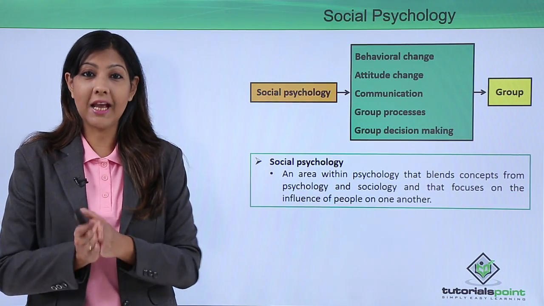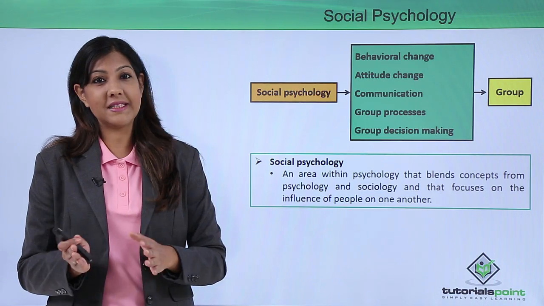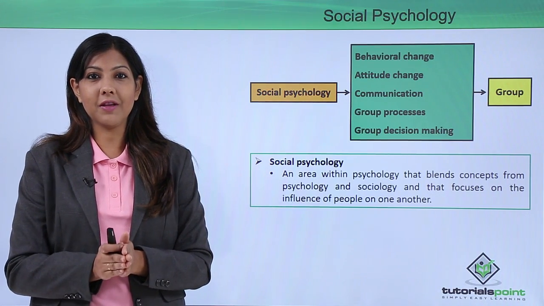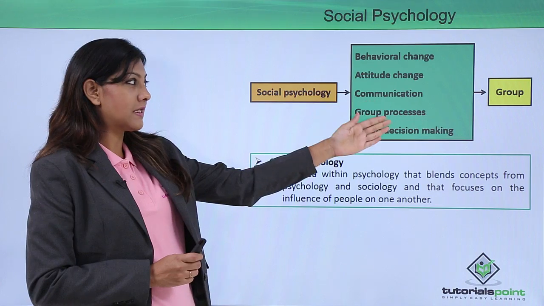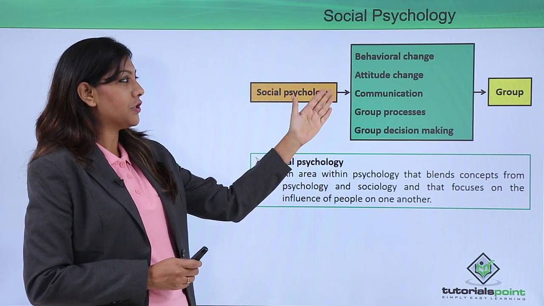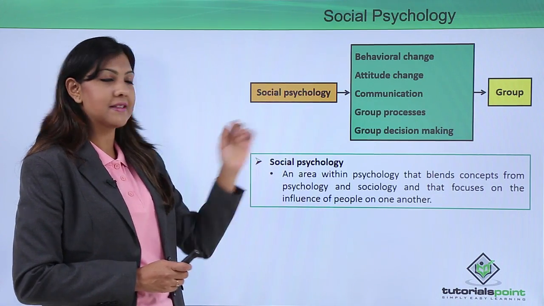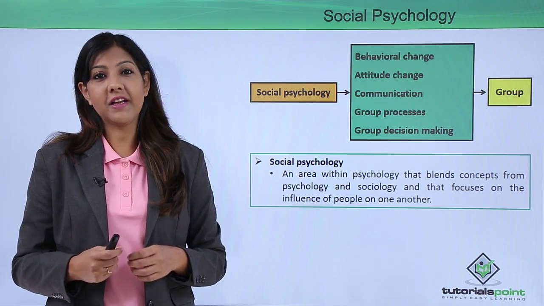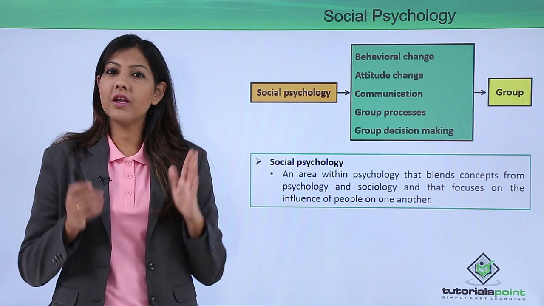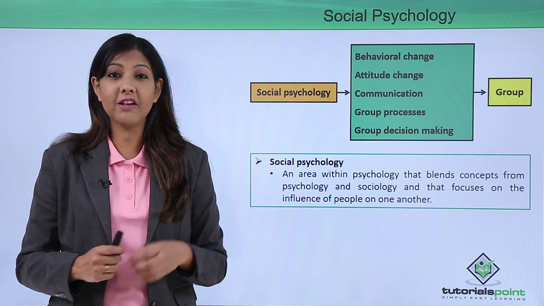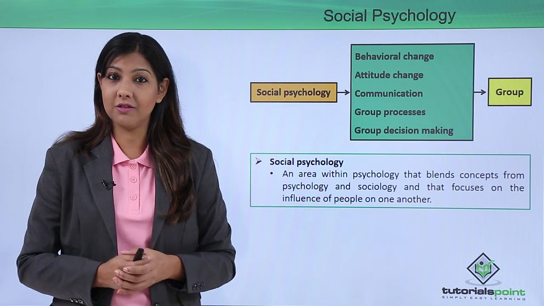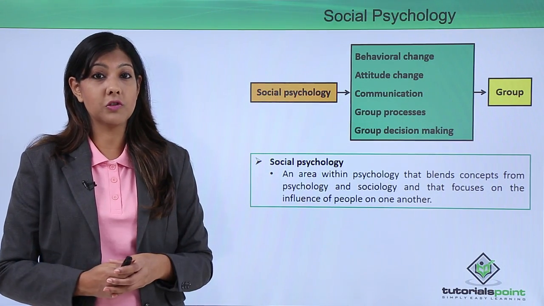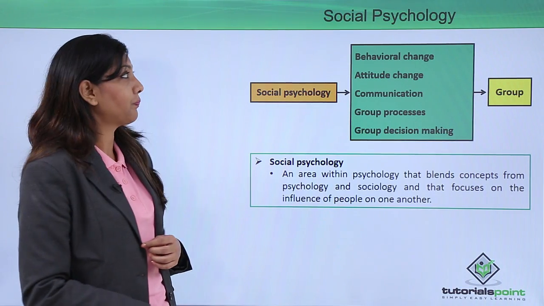Looking at social psychology. Now social psychology is a blend of concepts from sociology as well as psychology, and when these two are blended together, it is known as social psychology, wherein you are studying group, behavioral change, attitude change, communication, group processes and group decision making, how an individual and his psychology affect his other team members. For example, if there is a team member who's really emotional and very reactive and not able to behave well with others in a difficult or challenging situation, how does that make the other people in the group also get affected by his behavior?